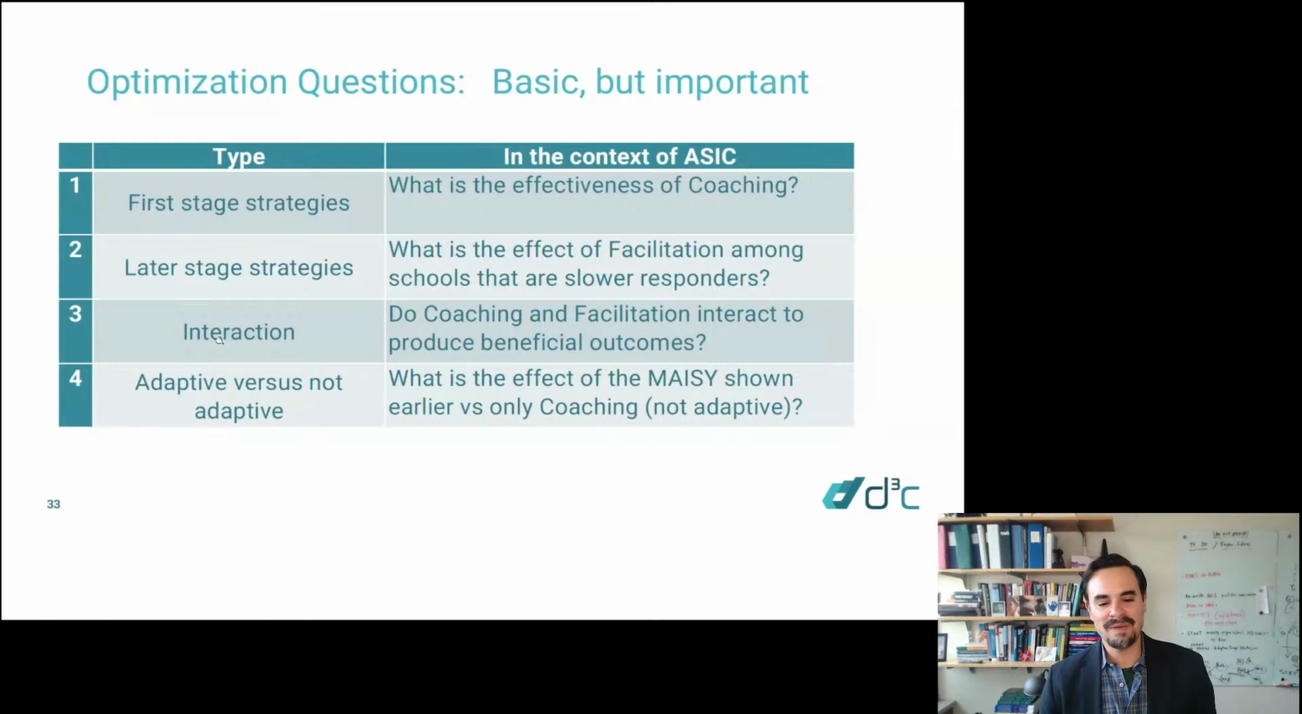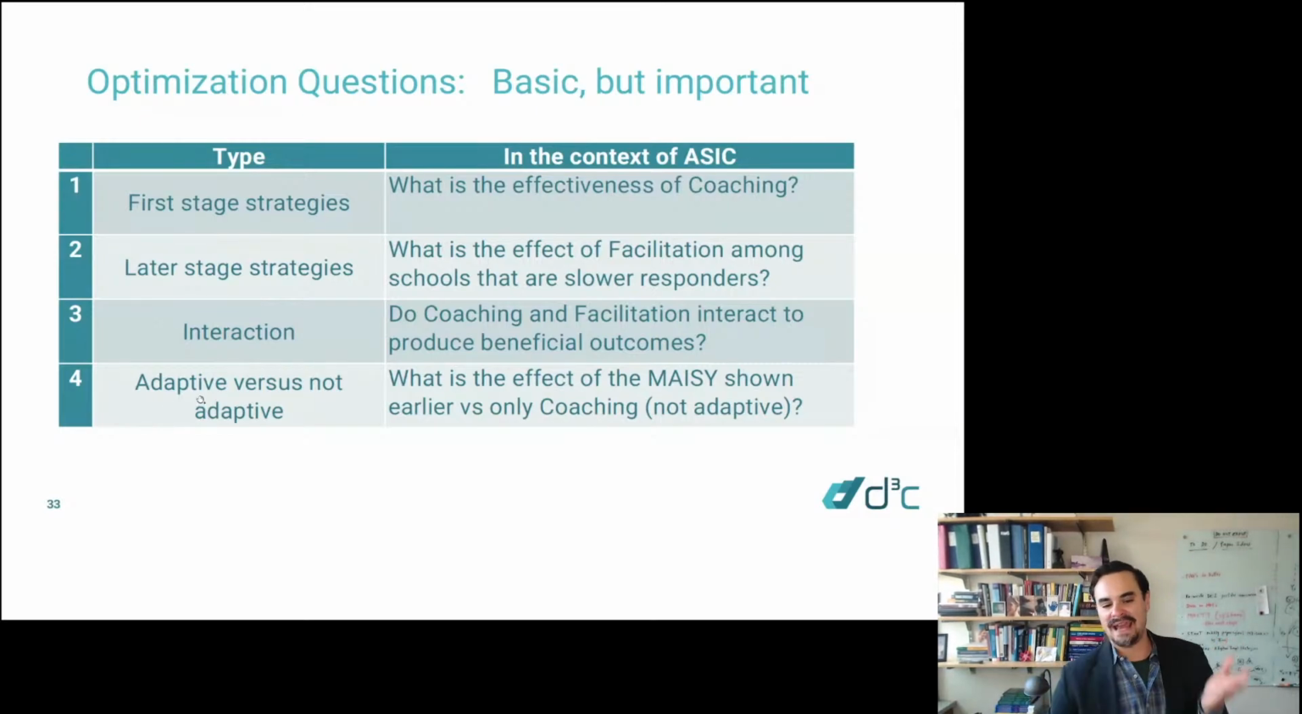You might also be interested in the interaction between early and later stage strategies. So does coaching in stage 1 interact synergistically with facilitation in stage 2 for the sites that need it to produce beneficial outcomes? In other words, this is like your interaction term. Does 1 + 1 = 3, right? Or does 1 + 1 just equal 2? Or worst case scenario, when I do coaching and facilitation, does it backfire? And you might as well have just done coaching or have just done facilitation. Well, these are questions we like to ask as scientists, right?